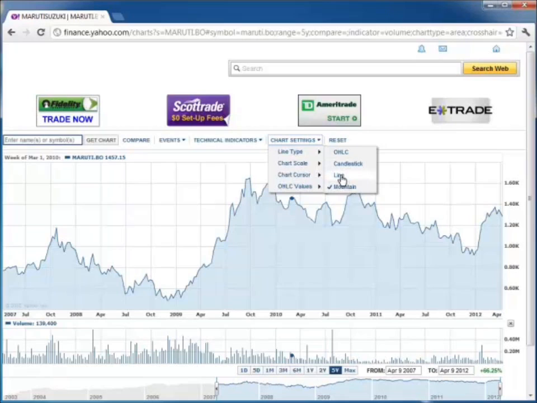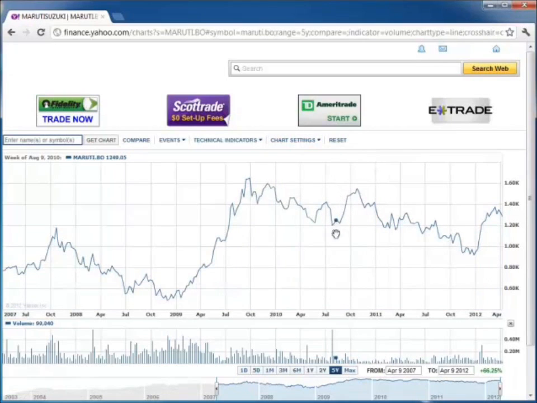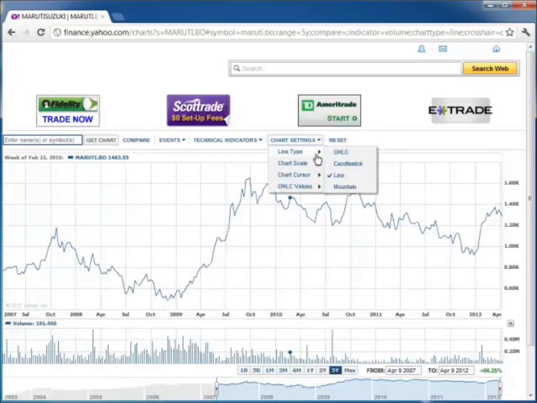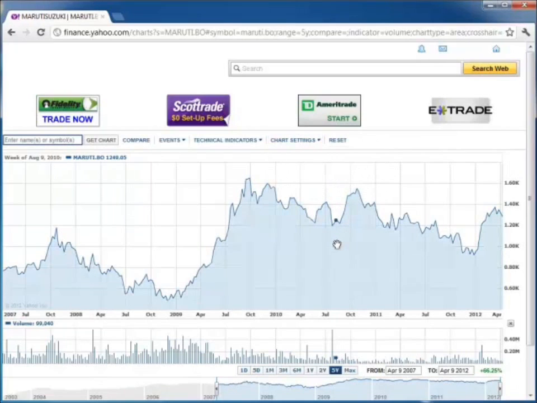The only difference is that the mountain chart has this blue color underneath the line, so it looks more like a mountain. If I click on line, then we can see that there is no color underneath the line. If I click on mountain, then we have color underneath the line. Again, this is just for visual purposes. I like this mountain chart because it makes it easier to see the line, but you can obviously use whichever one you want. And now let's go on to discuss the other type of chart, and we'll come back to Yahoo Finance and show you the open, high, low, close, as well as the candlestick chart.